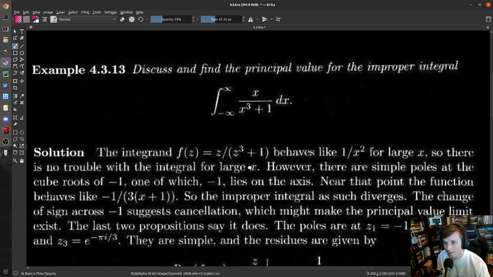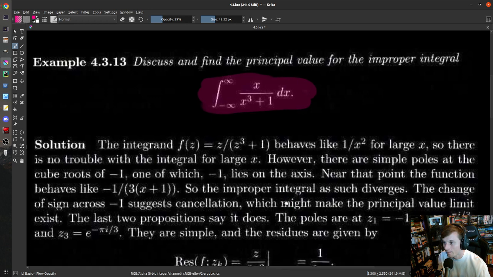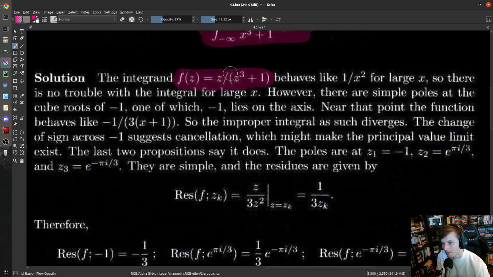All right, we're going to go back to this guy right here, the integral from minus infinity to infinity of x over x cubed plus 1 dx. Notice the integrand, let's make it a function of z real quick. f of z equals z divided by z cubed plus 1. Since you've got degree 1 over degree 3, it's like 1 over z squared for large values of z, so there should be no trouble with this guy for large values of x.